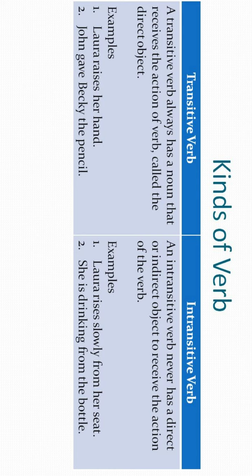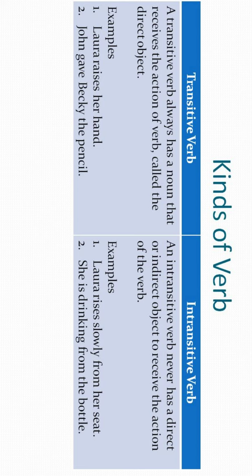Let's understand it with an example. Laura raises her hand. What does Laura raise? Her hand. The second example here is John gave Becky the pencil. What did John give? John gave the pencil. Here you must know that Becky works as the indirect object. The direct object is the pencil, right? Direct object means the thing on which the action is performed, right?